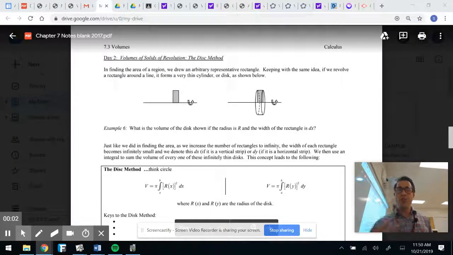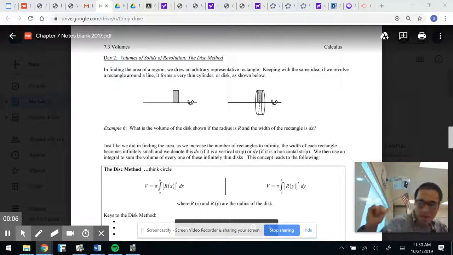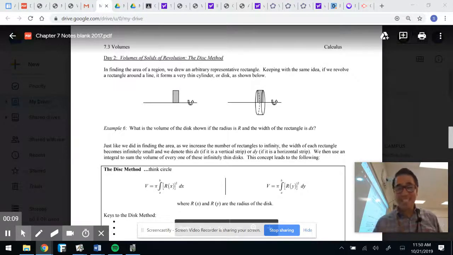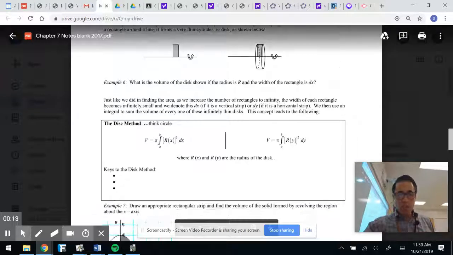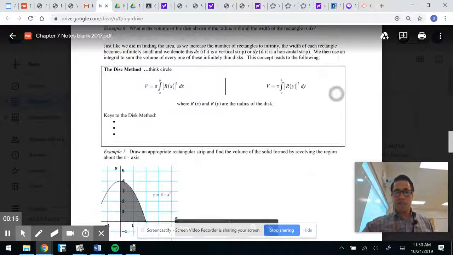7.3, Part 2, Volumes of Solids of Revolution. The disk method. Okay, and once again, we've got these notes, keys to the disk method.